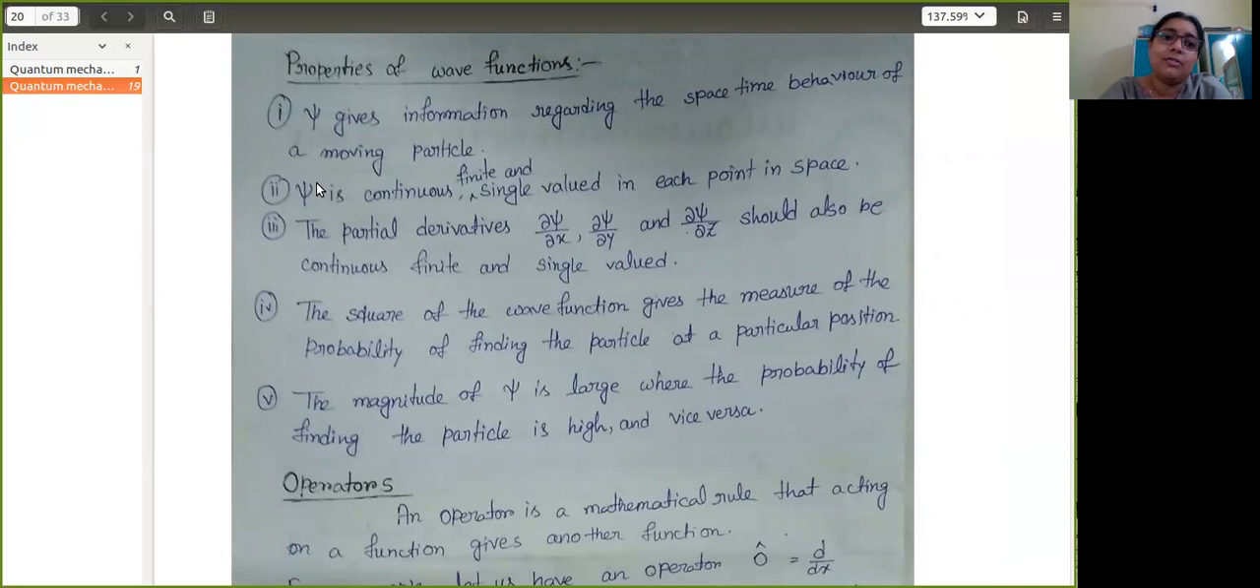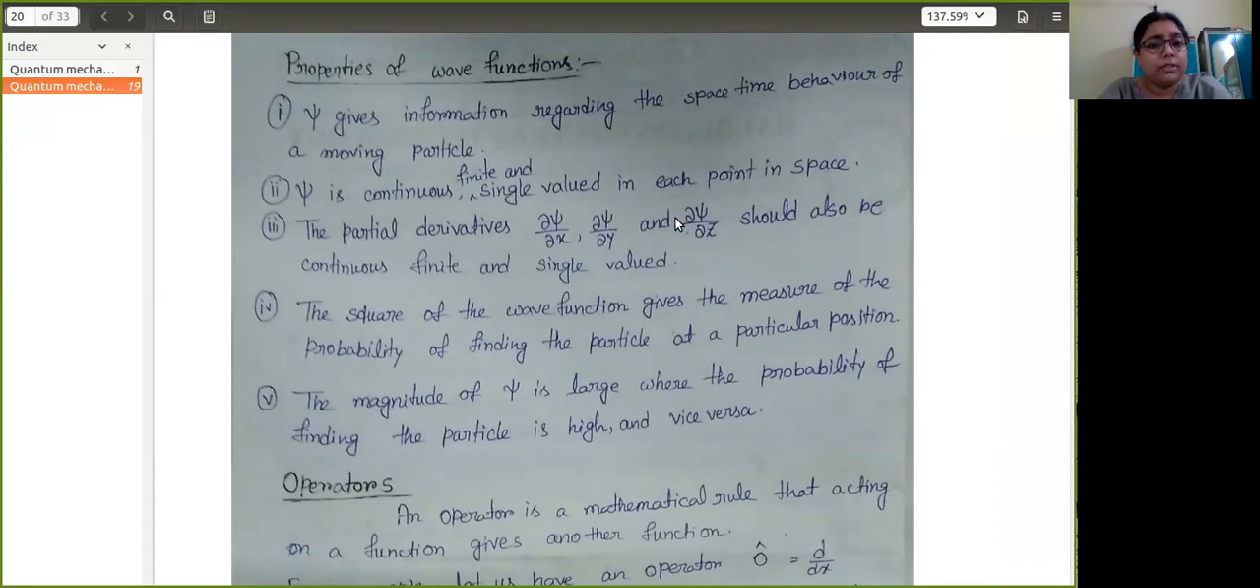As a result, psi also has to be continuous, finite. It cannot be infinite, and it must be single valued, because if it is not single valued, we will have different probabilities at the same point in space, which is absurd. So psi has to be continuous, as well as the partial derivatives del psi del x, del psi del y, del psi del z. They also have to be continuous, finite, and single valued.